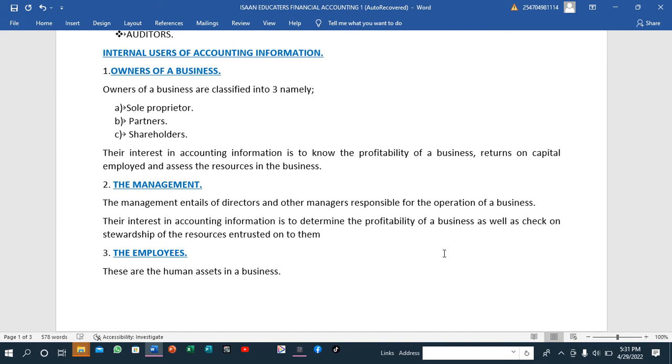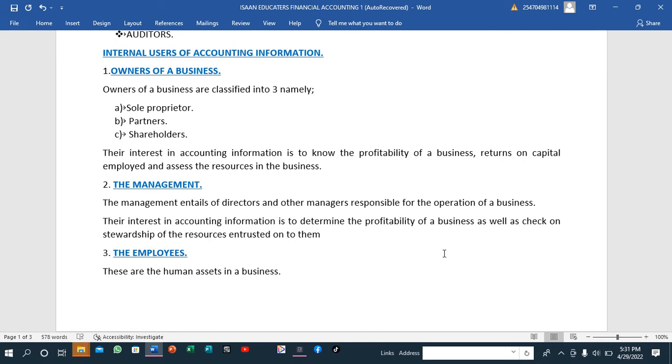The next user of accounting information in the internal category is the management. The management entails the directors and other managers responsible for the operation of a business. These are the people responsible for the day-to-day activities of a business. What is their interest in accounting information? Their main interest is to determine the profitability of a business as well as check on stewardship of the resources entrusted to them. As I have said earlier, when you start a business, the core aim is to make profit. So they have to ensure that the business is progressively making profit.